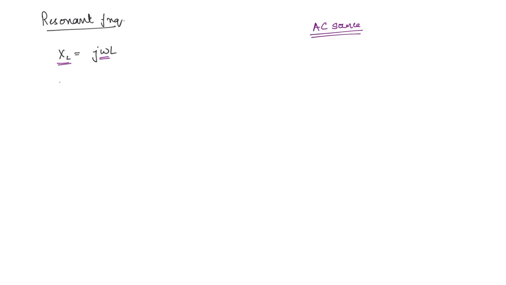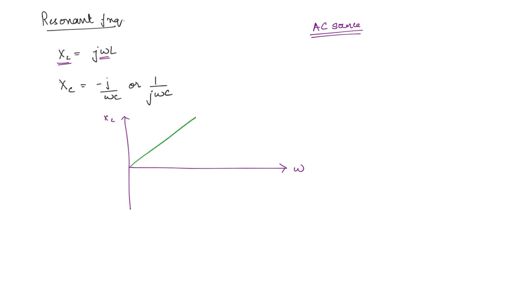What about the capacitive reactance? This is minus j by omega C, or you can also write it as 1 by j omega C. This is also frequency dependent. So if you plot this as a function of frequency omega, XL is simply going to be a straight line passing through 0, because XL is directly proportional to the frequency. What about capacitive reactance? This is inversely proportional to the frequency. So if you plot a graph, at 0 frequency XC will be infinity. Then it will rapidly come down like this.